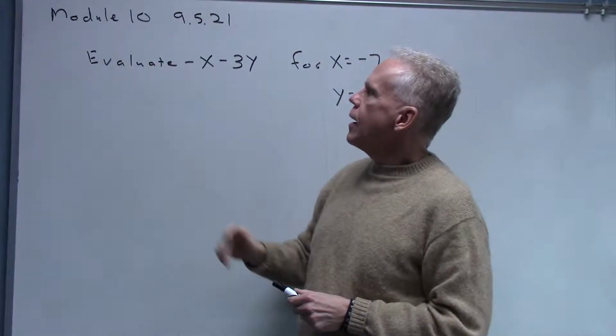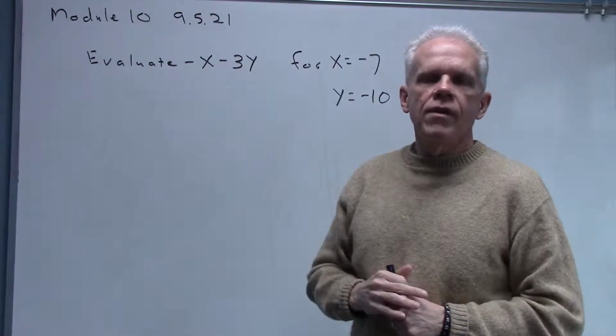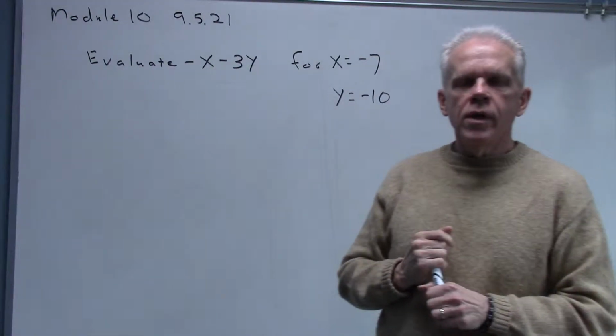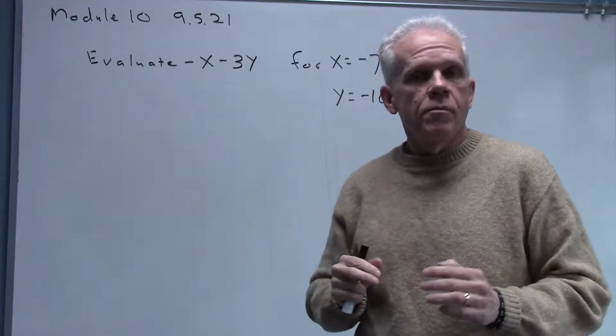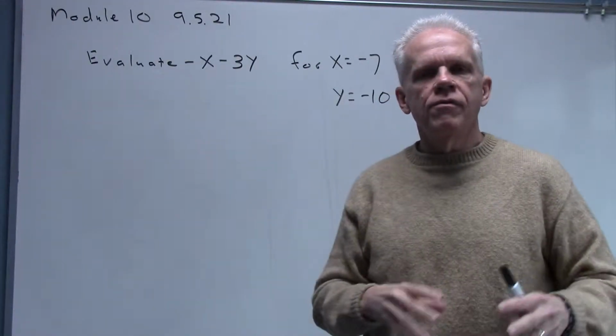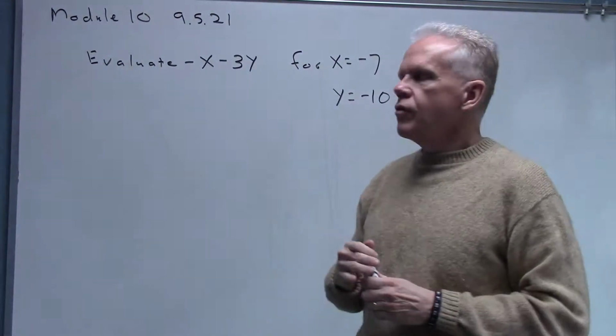All right? The x is what's known as a variable. In other words, it varies as to what number we could put in there. We can plug whatever number we like in for that x. So it varies. It's a variable. The y is also a variable.